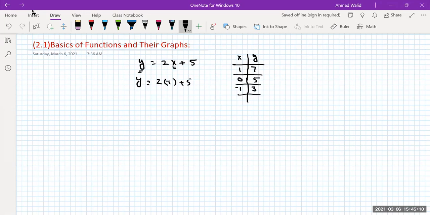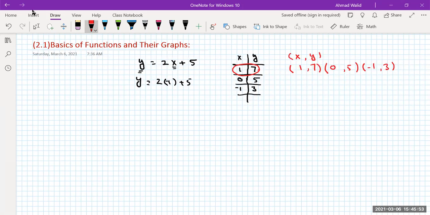Correct? I'm not going to graph it immediately. I want to explain something here for you. When you plug in x equals 1, your y is 7. We name this an ordered pair, (1, 7). Remember, the first one was the value of x, the second one is the value of y. When x was 0, y was 5. When x is -1, y is 3. Correct? All of them are ordered pairs of x, y.